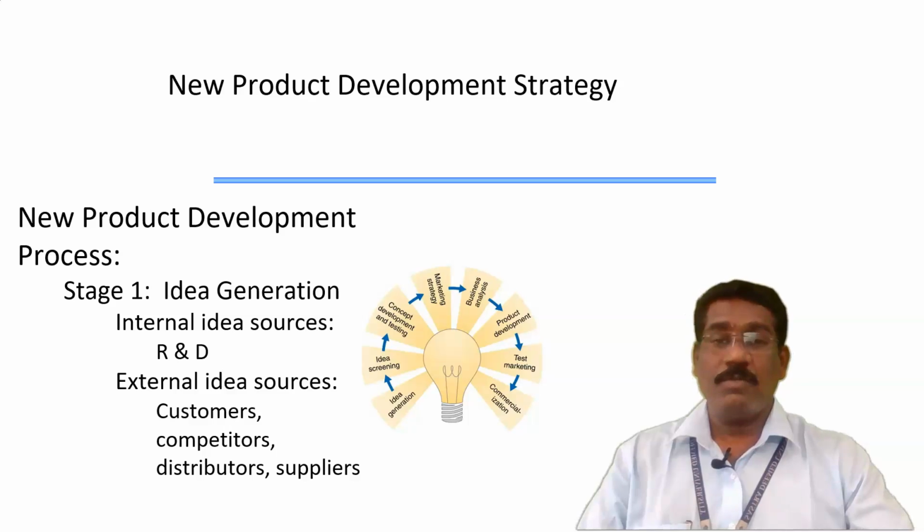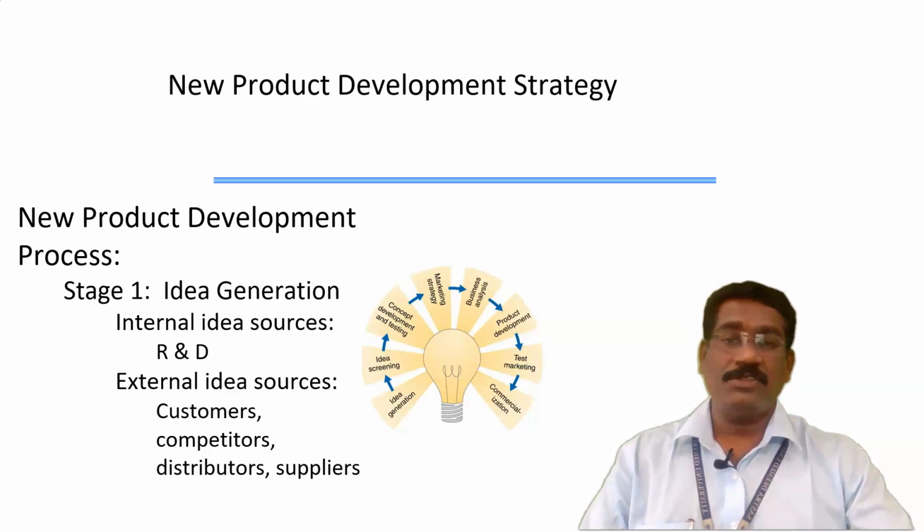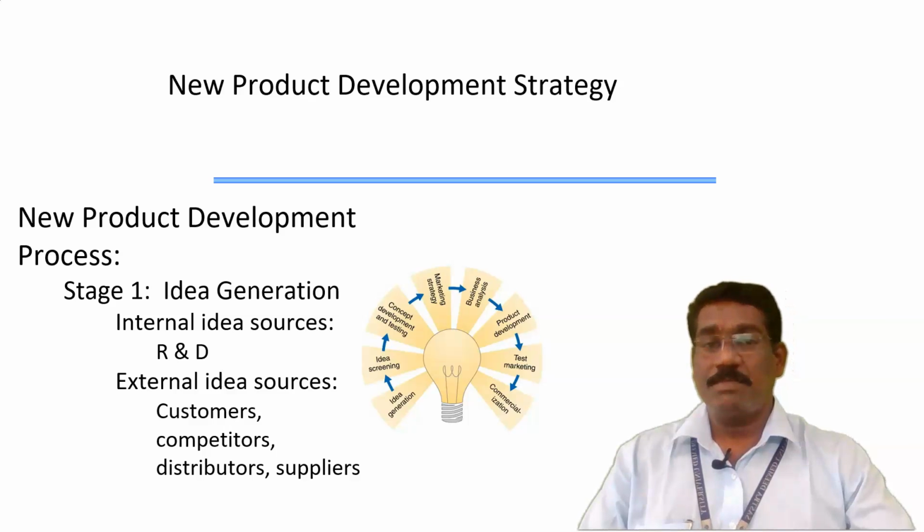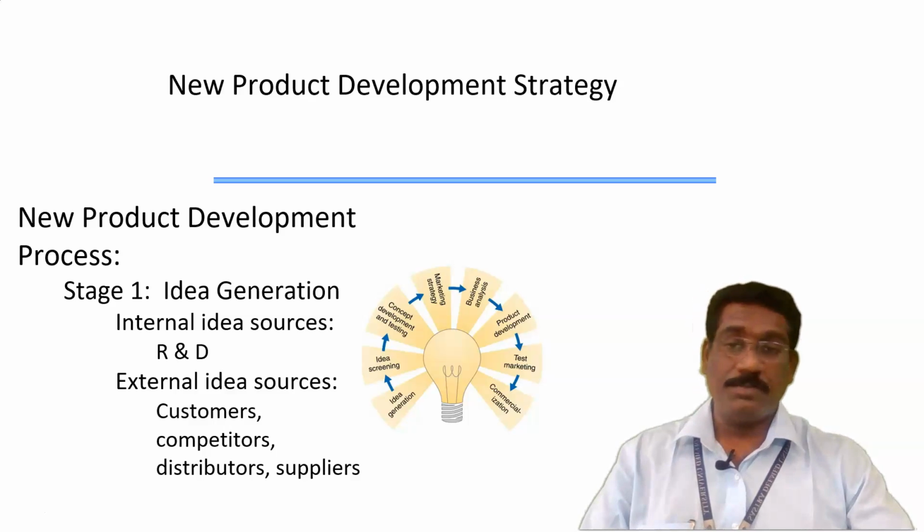Also, from competitors, we can get ideas. We can work on building new ideas and improvise the product based on competitor products. And we can also take valuable ideas because distributors and suppliers are also main external idea sources, who really feed valuable ideas to the company.